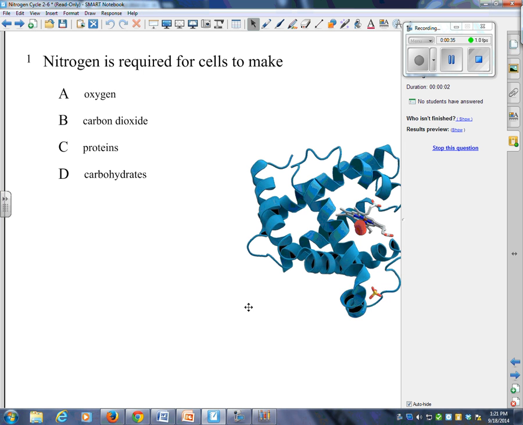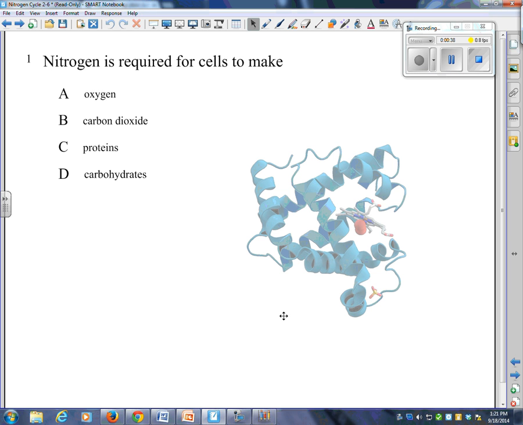Nitrogen is required for cells to make what? By the way, this is page 66 in your book. I'm going to get mine here. What do we need nitrogen for? Is it to make oxygen? Is it to make carbon dioxide? Is it to make proteins? Or is it to make carbohydrates? All of those seem like good answers to me.